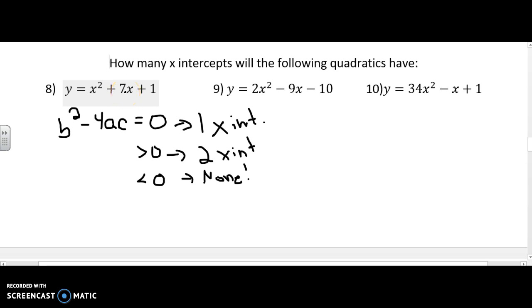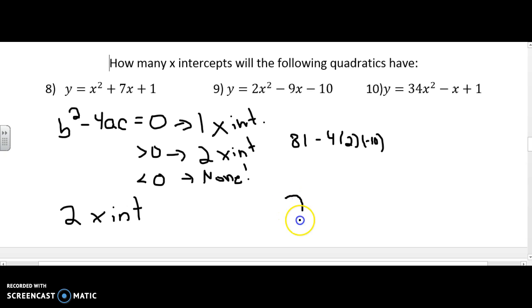If you do that with the first one, you should get a positive number. 49 minus 4 is what you get, so you get 45. So that would mean that the very first one is going to have two x-intercepts. When I do the second one, b squared is going to be 81, minus 4 times 2 times -10. Once again, I'm going to be getting a positive number. That means I have two x-intercepts.